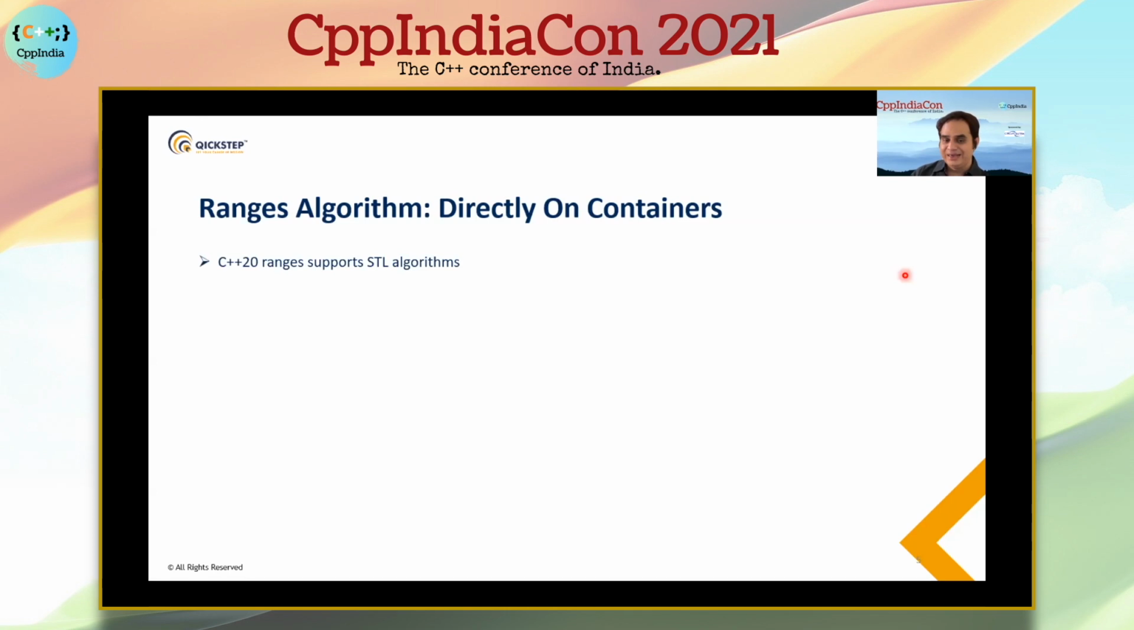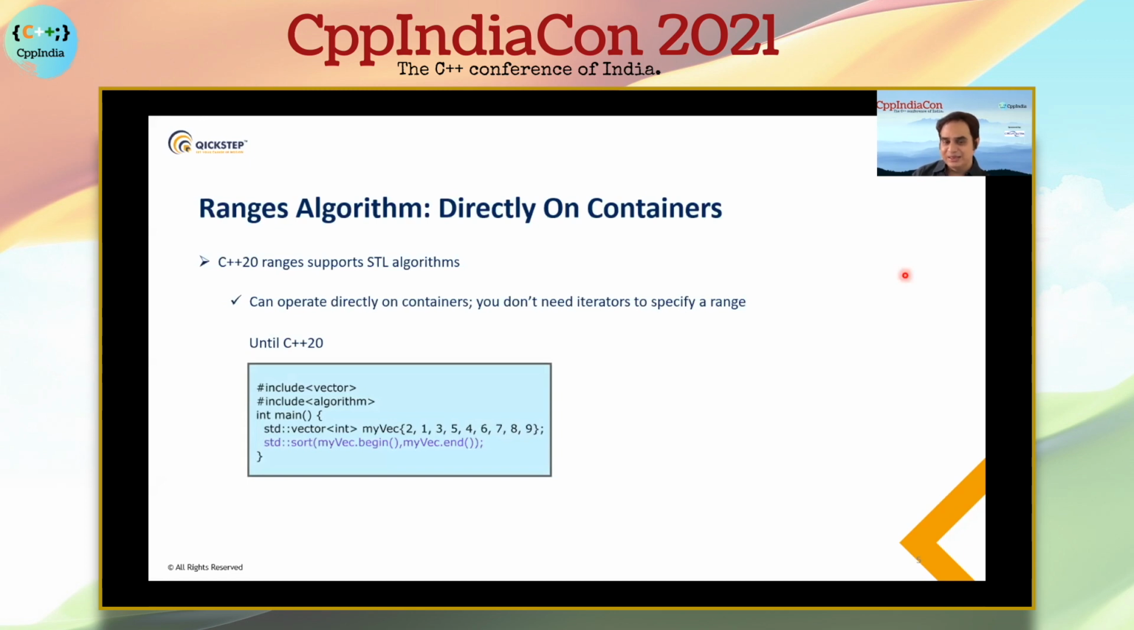So you can see, until C++20, we used to iterate our containers using iterators, right? Now that somehow was not intuitive. So for example, until C++20, if we have a vector and I want to sort it, then I have to provide the begin iterator and the end iterator. I feel that if we want to sort a vector, the name of the vector itself should be sufficient.